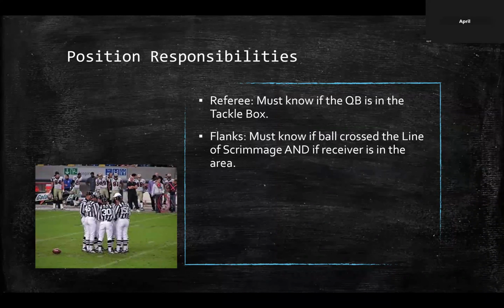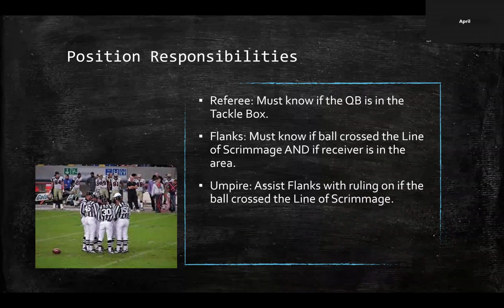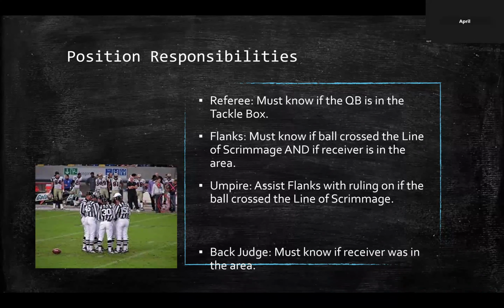Flanks must know if the ball crossed the line of scrimmage, and you need to know if there was a receiver in your area. Now, the umpire, you can assist the flanks with ruling on if the ball crossed the line of scrimmage or if there is a receiver in your area, but it's unlikely that you're going to know if you had a receiver. You might have an idea of if it passed the line of scrimmage if they really need some help, but really the flanks are going to be primary on this. You're just going to be helping out if you can from the umpire position.